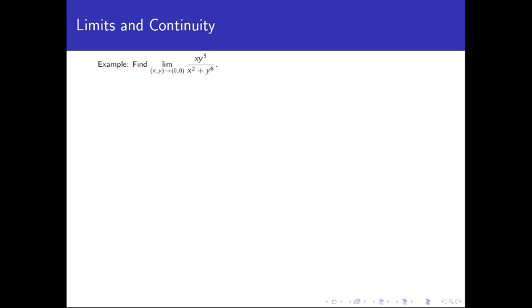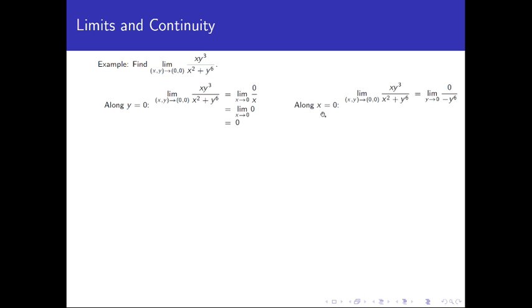All right, let's do another one here. Limit as x, y goes to 0, 0 of x y cubed over x squared plus y to the 6th. All right. Do the same kind of trick. Let's go along the x-axis, put in 0 for y. Notice in that case, we just get 0. Notice though, again in this case, if we put in x equal to 0, go along the y-axis, we still get 0.